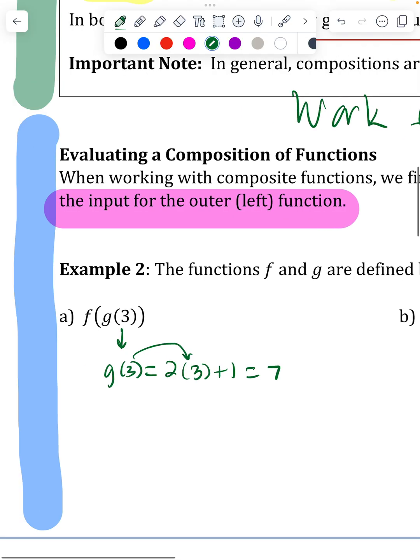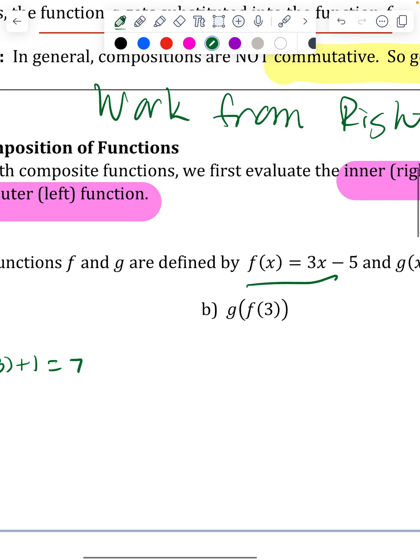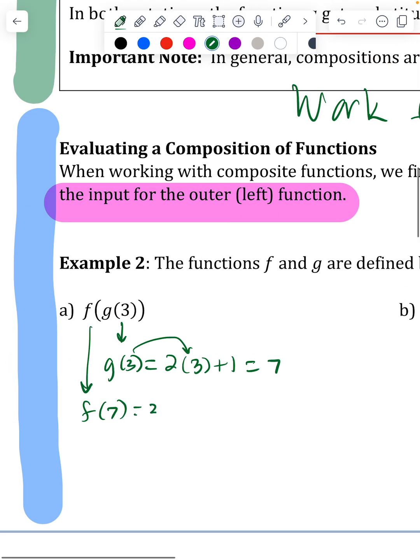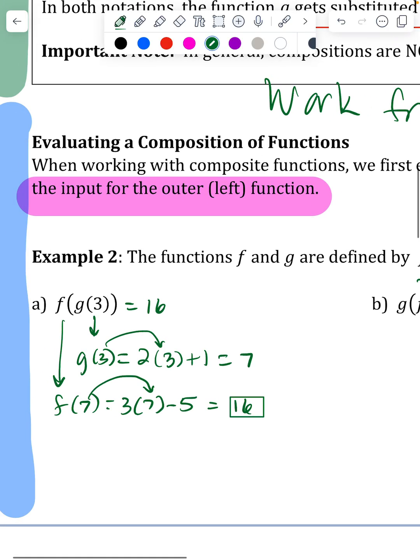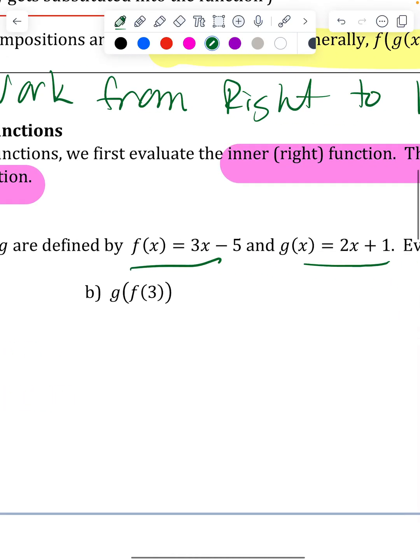But then that 7 becomes the input for f, that outer layer. And so then function f, which is 3x minus 5, we put a 7 where the x was, and we end up with 16. So 16 is the answer to that function. The 7 is not really the answer. It's sort of your middle, the first output that becomes the second input.